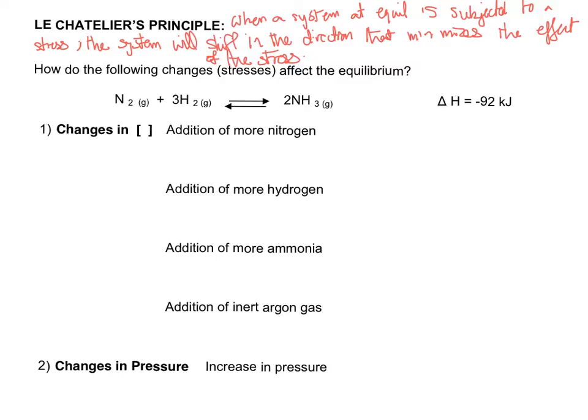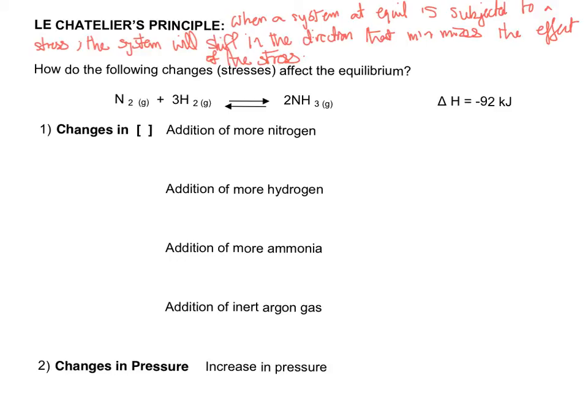So let's look at this reaction here. We have nitrogen reacting with hydrogen gases to form ammonia gas. And they give us the delta H. They say it's negative 92 kilojoules, so that's an exothermic reaction. That's going to be important when we start talking about temperature or heat.